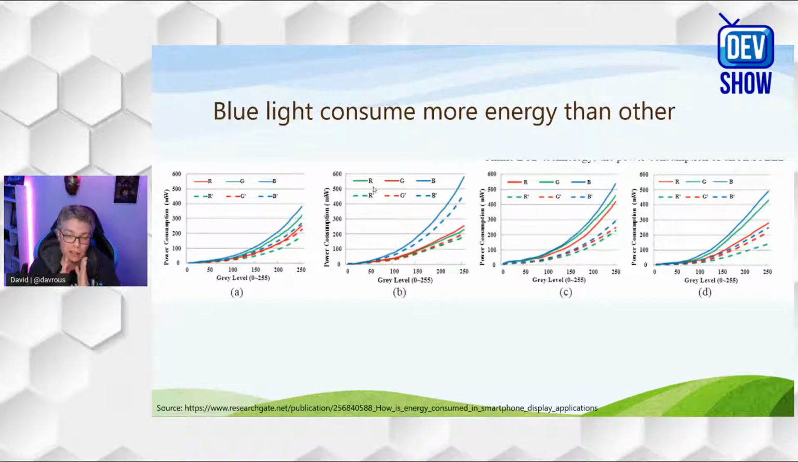And during my research, this specific slide really made me mad. What I discovered reading this slide is that blue light consumes more energy than green light, and green light consumes more energy than red light. And I thought, well, this could be something super interesting.